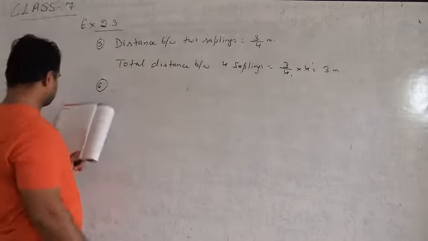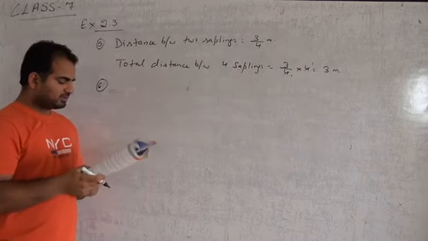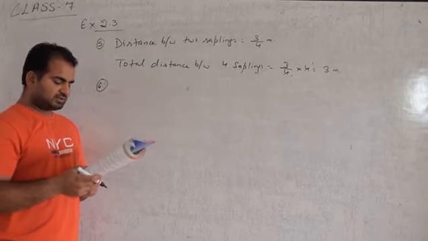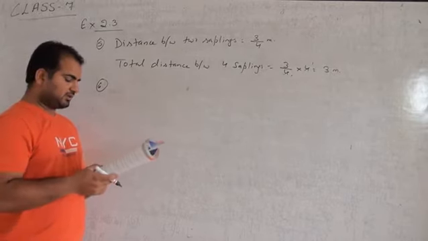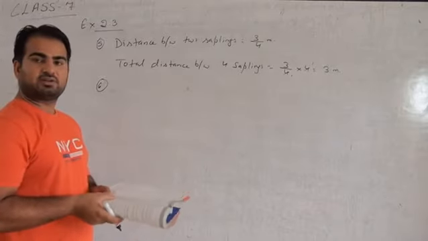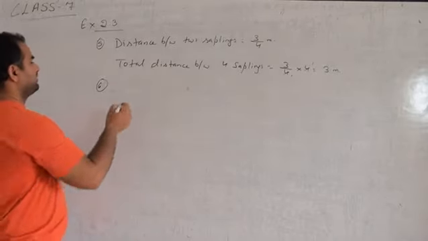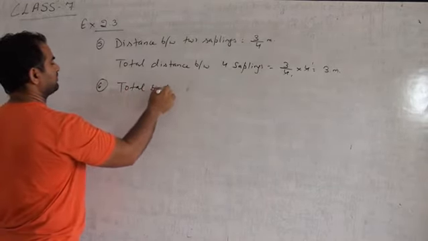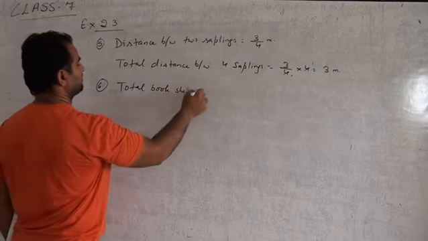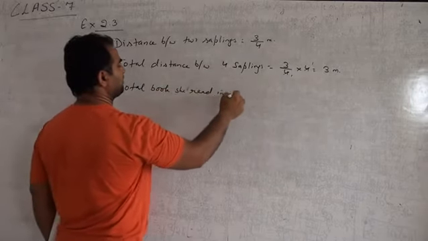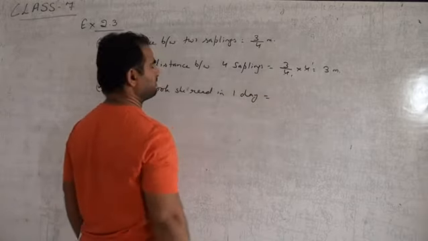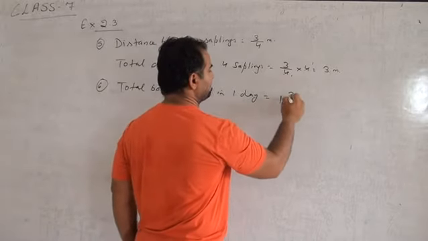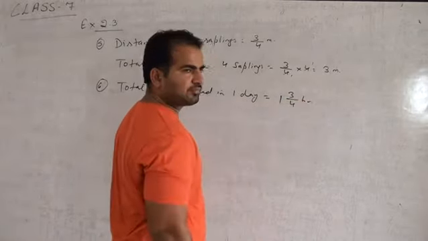Question number 6 is: Lipika reads a book for 3/4 hours every day. She reads the entire book in 6 days. How many hours in all were required to read the book? Total book, she read in 1 day equals 1 3 by 4 hour.